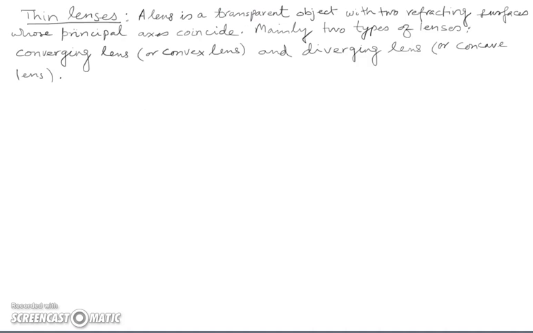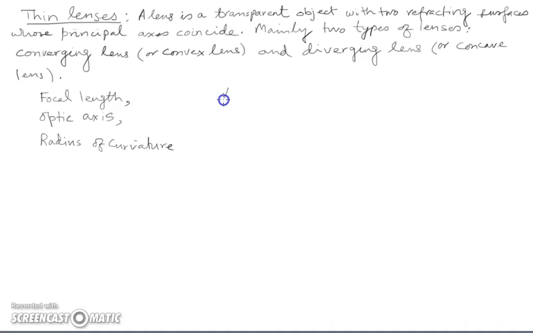A lens is a transparent object with two refracting surfaces whose principal axes coincide. There are mainly two types of lenses. One is called a converging lens or convex lens, and another one is called a diverging lens or a concave lens. So we'll talk here about a few terminologies: focal length, optic axis, radius of curvature or radii of curvature.